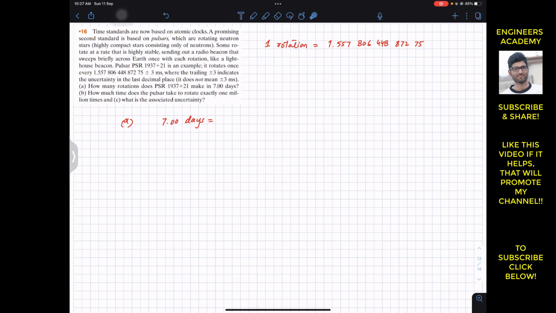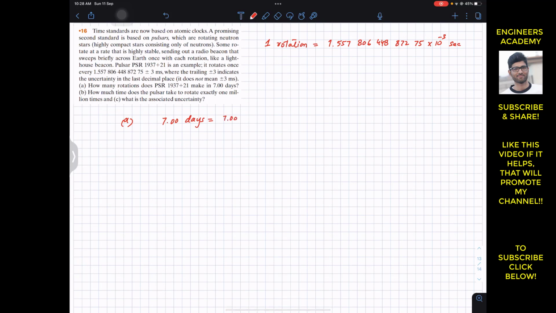So first of all we have to convert these days into seconds, since one rotation is given in terms of seconds, right? This is in milliseconds, and milli is 10 raised to the power minus 3, so this is multiplied by 10 raised to the power minus 3 seconds. So one rotation is given in terms of seconds, so we have to convert 7.00 days into seconds.